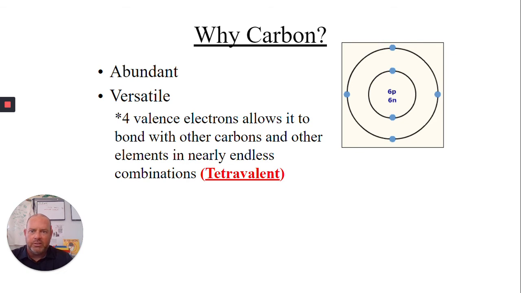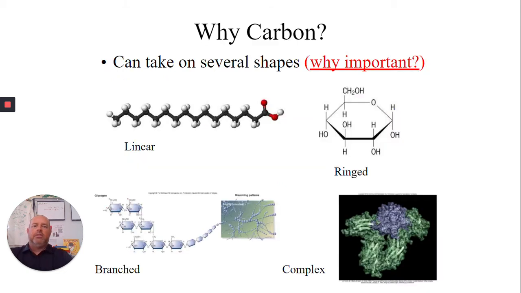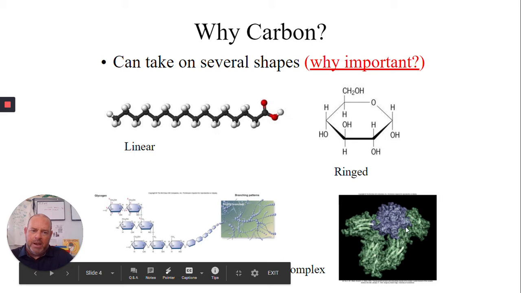can make. So carbon takes on several different shapes, right? And why is that important? Well, remember, shape drives structure, structure drives function. So there's all these different functions that can come out of carbon-based molecules because of the shapes. You have linear, you have ringed, you have branched, you have complex. If you're not sure what this thing is down here in the bottom corner, this is a protein. This is a computerized image of a crystallized structure of a protein.